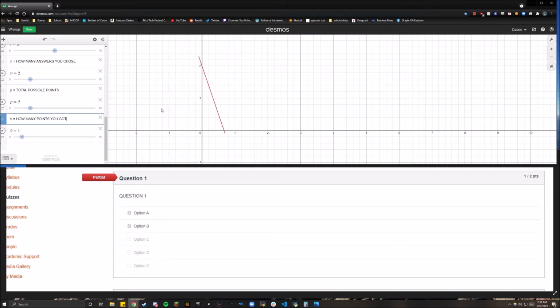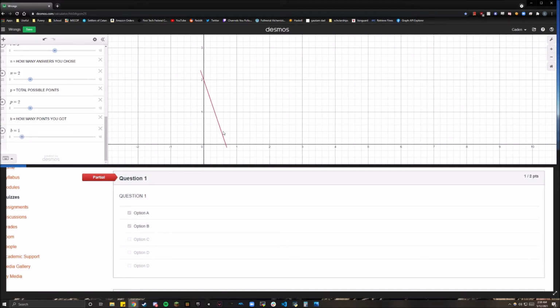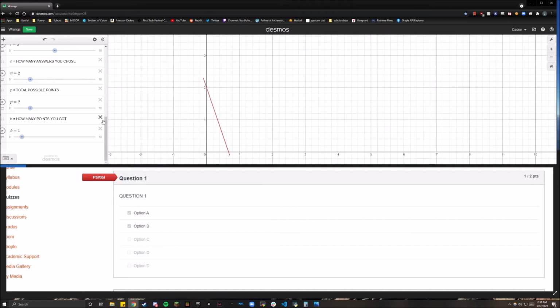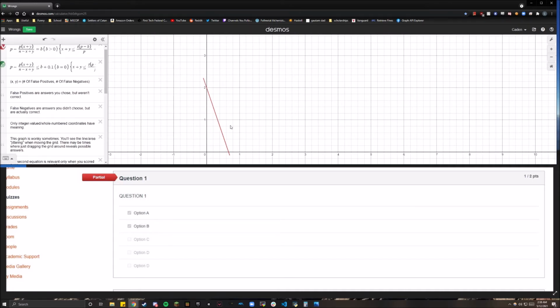I got 1 point. And so again, there's a lot of different XY pairs on this line, but we are only considering the ones with integer values, whole number XYs. And the only one that this line has is 0, 2.